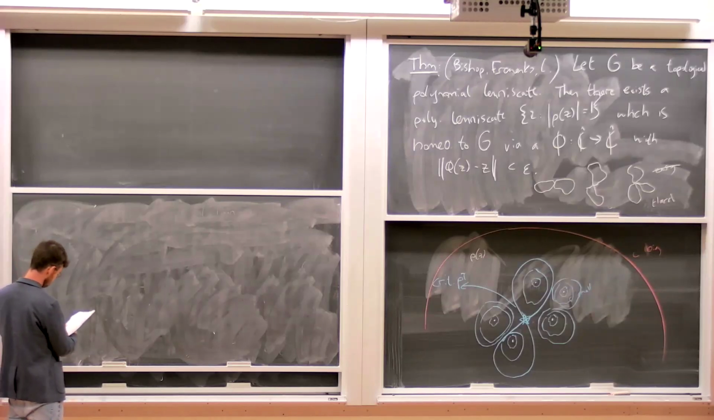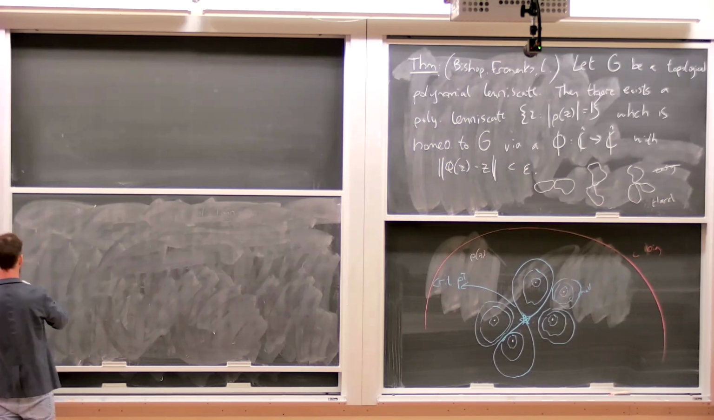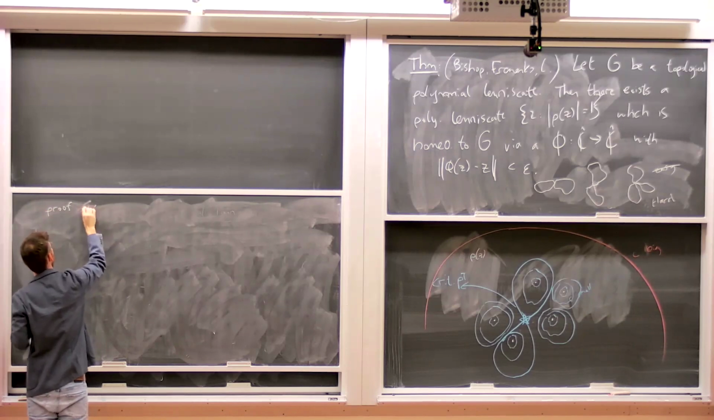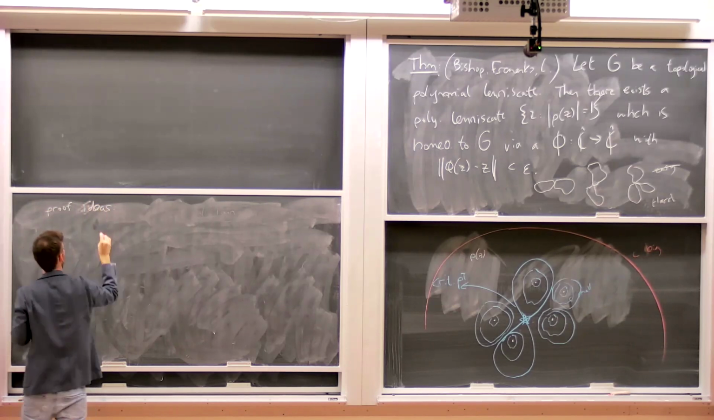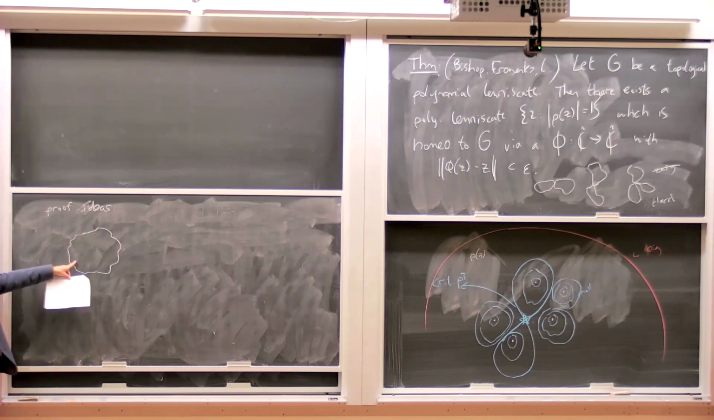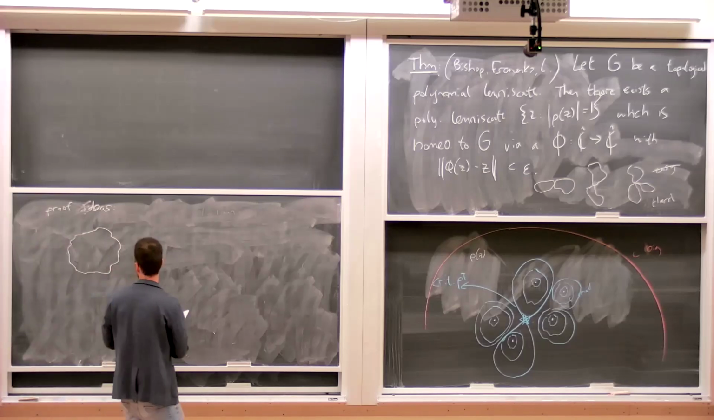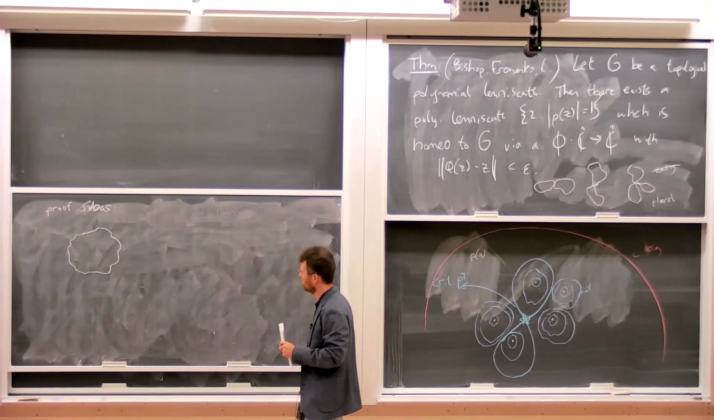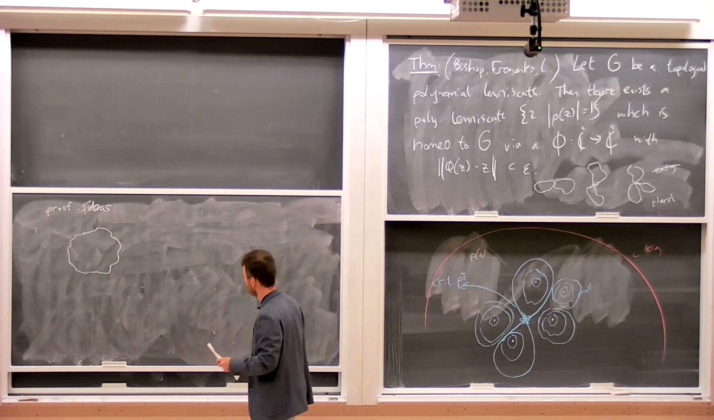So let me call this proof ideas. Suppose you're trying to approximate, I give you this Jordan curve and I'm asking you to find me a polynomial lemniscate which approximates this Jordan curve. So I'll explain it in one of two ways, in a very dry mathematical way, and then hopefully in a more intuitive way.